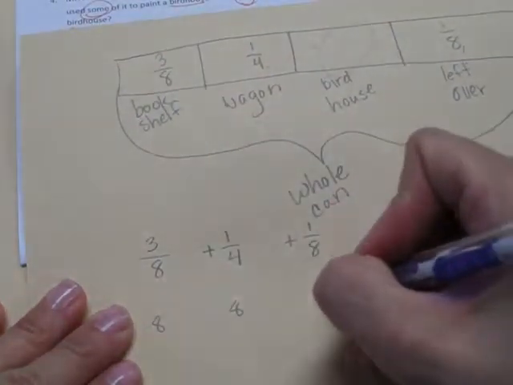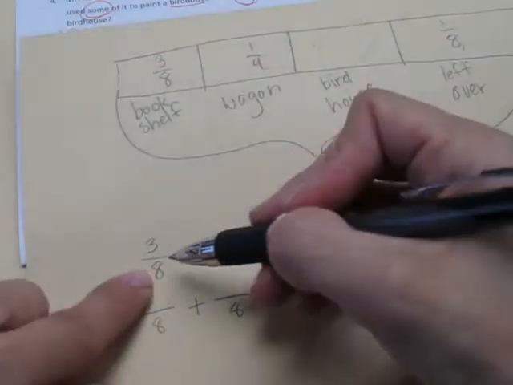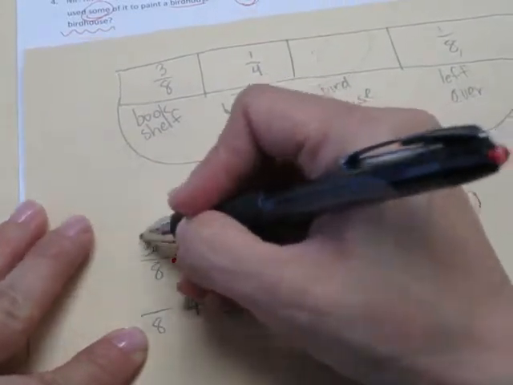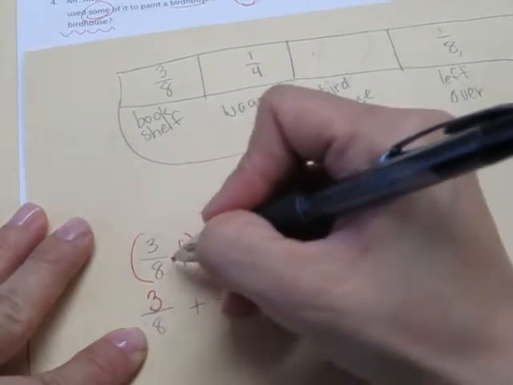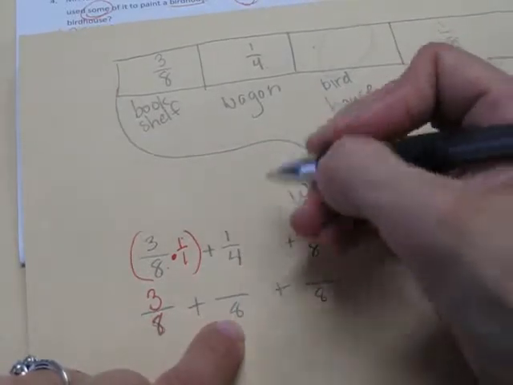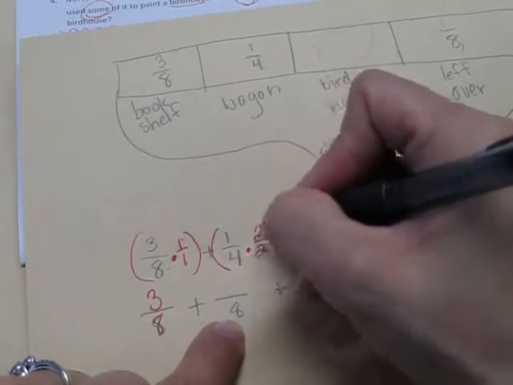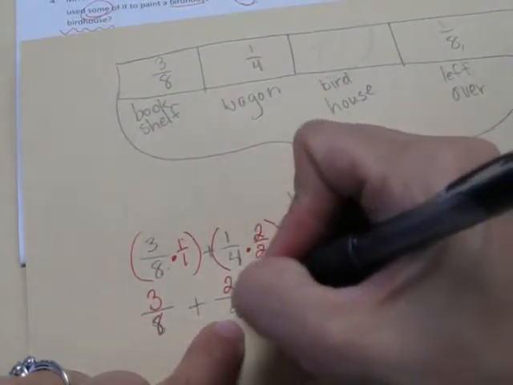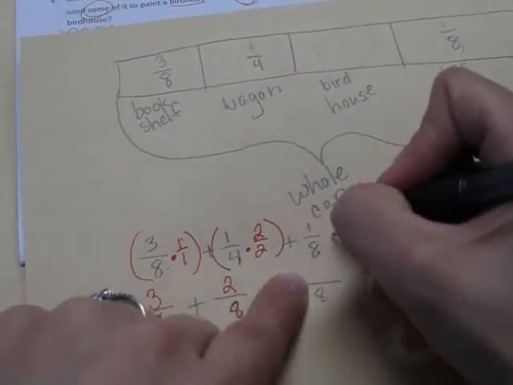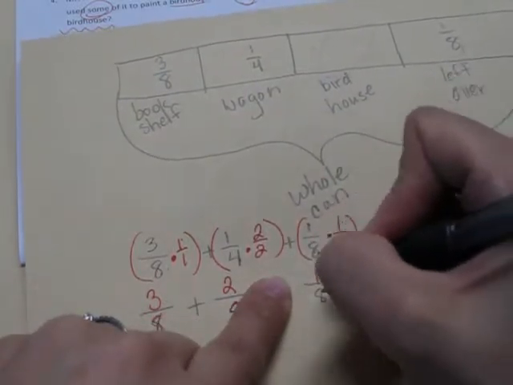So I know that all of these are going to be 8, and now I have to figure out my equivalent fractions. So what am I going to multiply this 8 by to get 8? I'm going to multiply it by 1/1. 3 times 1 is 3, 8 times 1 is 8. What am I going to multiply 4 by to get 8? I'm going to multiply it by 2, so I have 2/2. 1 times 2 is 2, 4 times 2 is 8. What am I going to multiply by 8 on this one? Well, I already know, by 1. 1 times 1 is 1, 8 times 1 is 8.